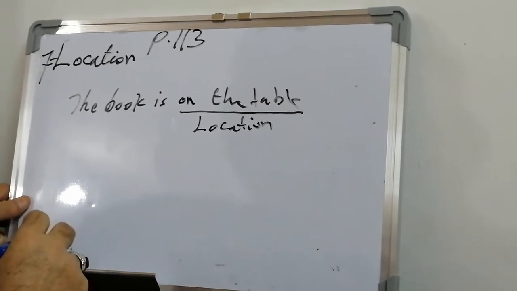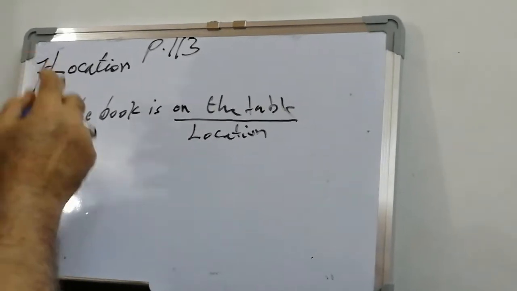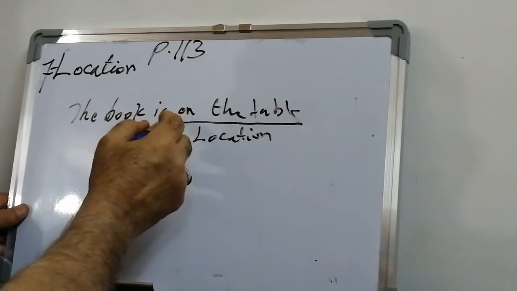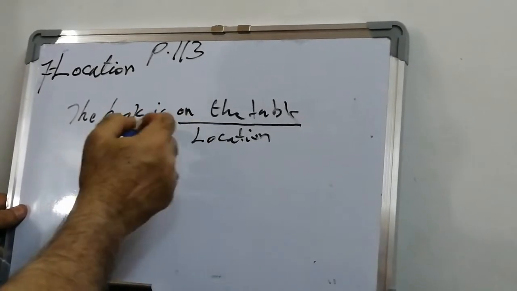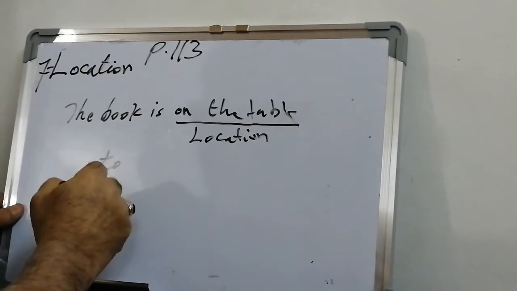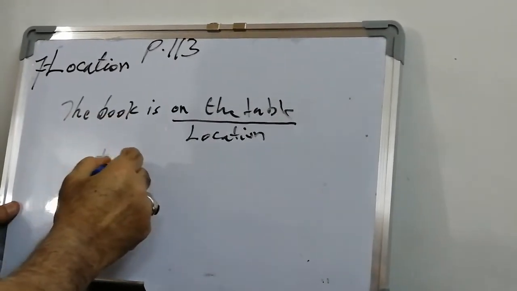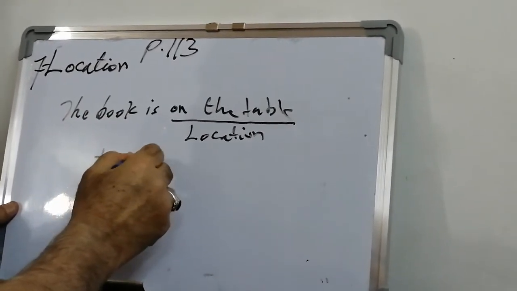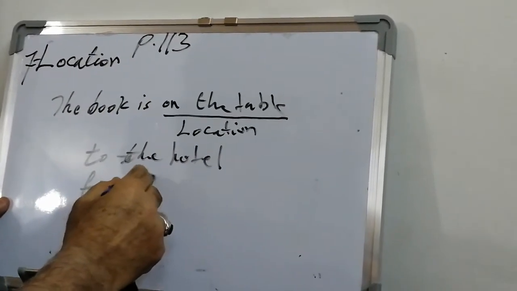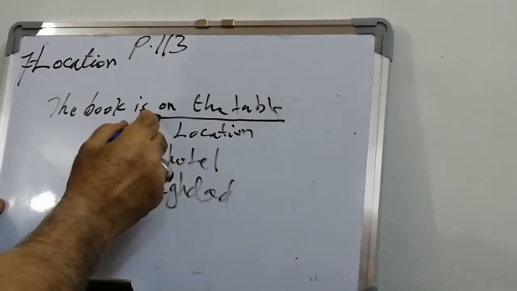Now here I'd like to point out that all the semantic crawls have a preposition. You remember last time when we said to and from. To, we said go to the hotel. You remember this, to the hotel. From Baghdad, for example. And so is this.